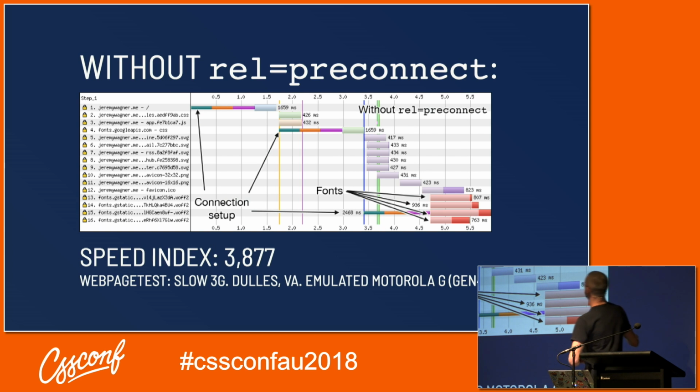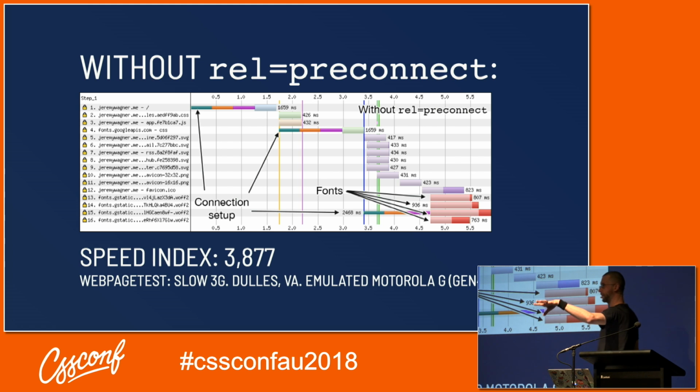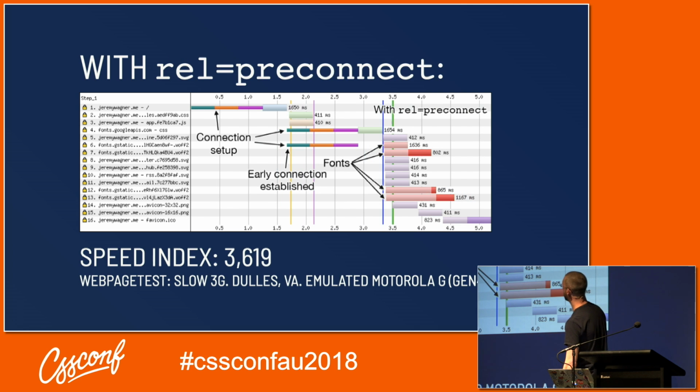So without rel preconnect, you can see the typical thing, right? Similar to the cross-origin font request thing that we saw initially. We've got those multiple connection negotiations going on. But with rel preconnect, you can see, right there, we're parallelizing some of that.